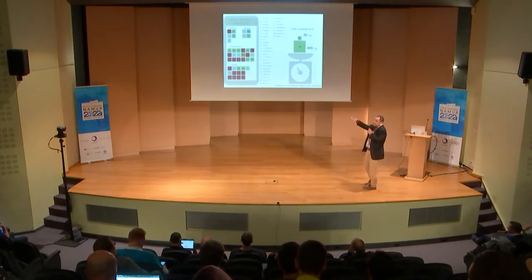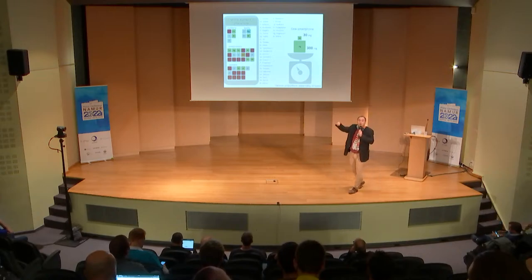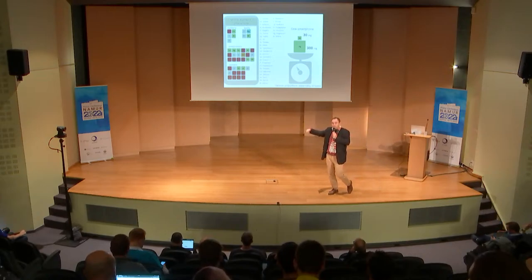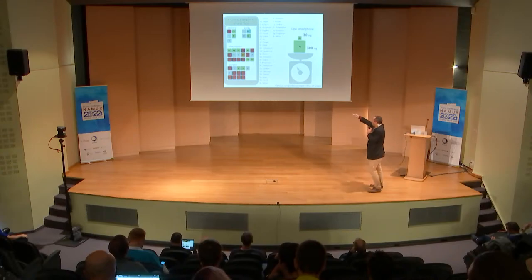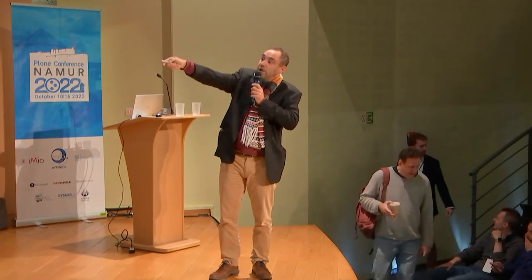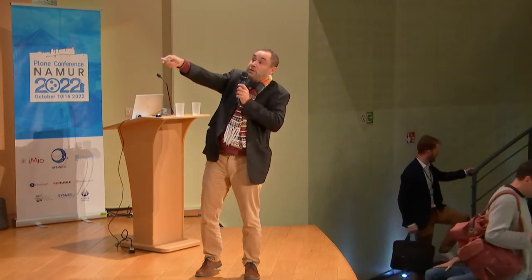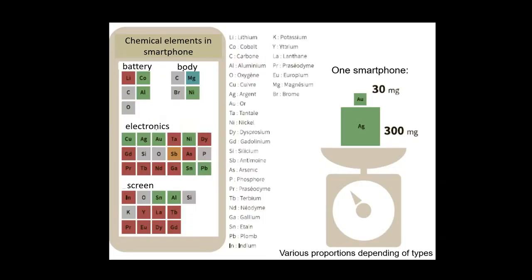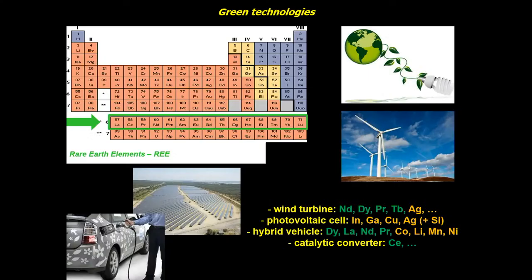So for this kind of daily product, used by at least half of the population on Earth at the moment, you need this kind of element. For screens, indium is very interesting. Electronics need copper, silver, gold, and so on, and batteries too. You know this because it has been popularized in the media for a couple of years now.